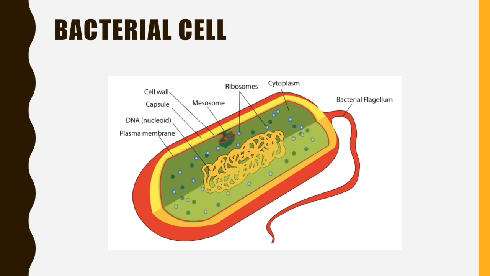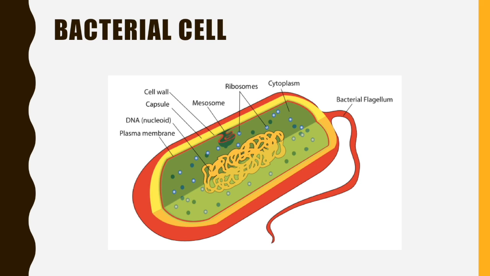After which, let's take a look at the mesosomes. Now, the mesosomes are structures found in the prokaryotic cell that allow for cellular respiration to take place. Let's move on to the ribosomes over here. Now, the ribosomes are present free in the cytoplasm, and these aid with the translation of mRNA to proteins.